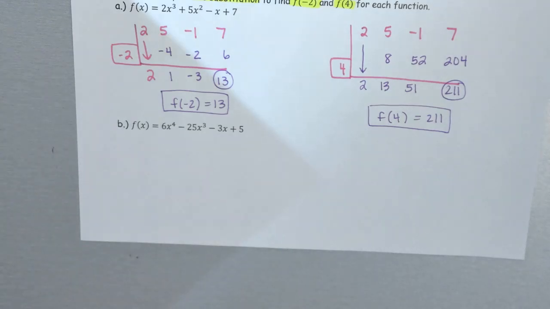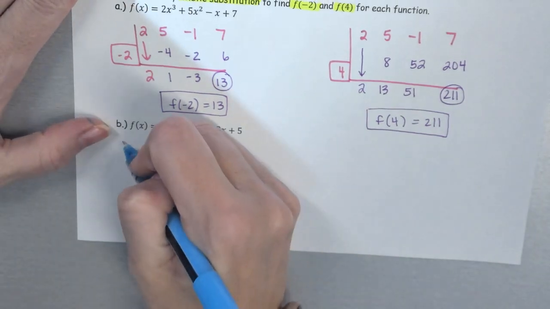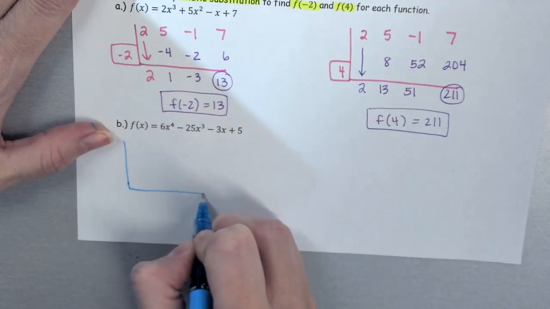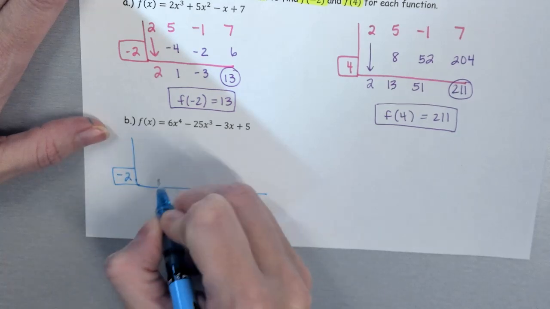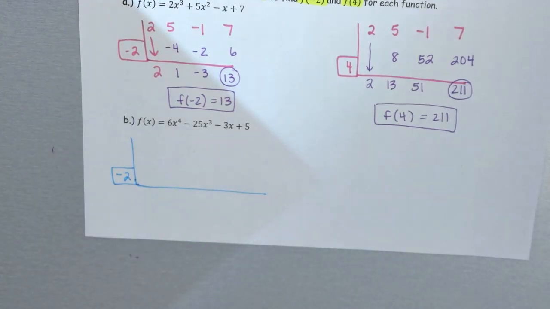So we're still finding f of -2 and f of 4. Okay, but I want you guys to set up your coefficients. We can check that. Okay, so set up your coefficients.